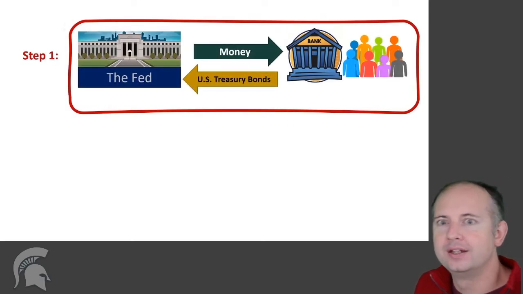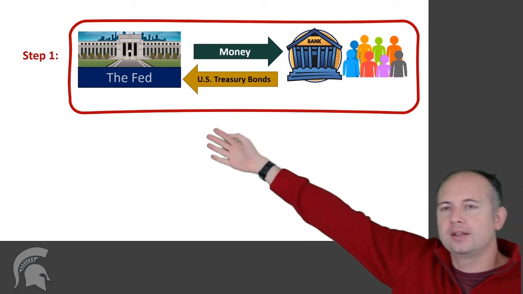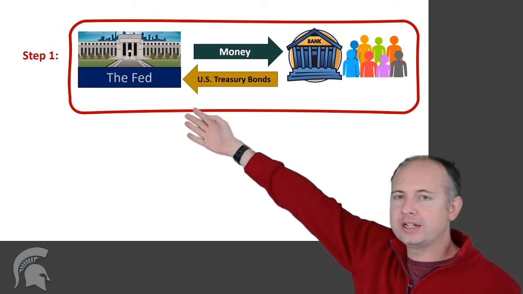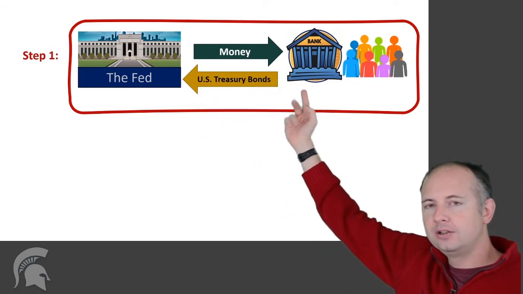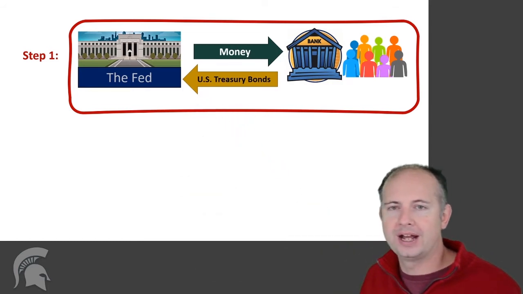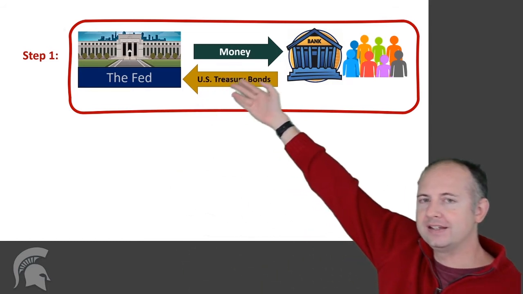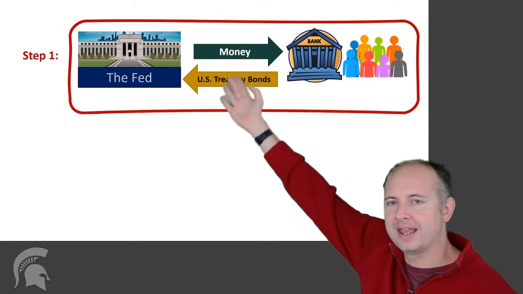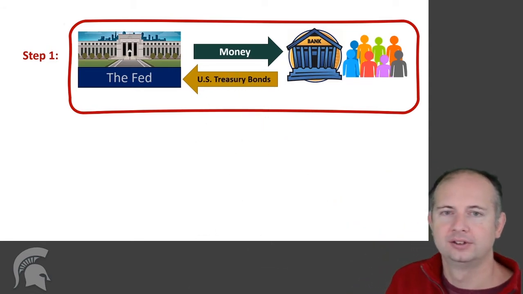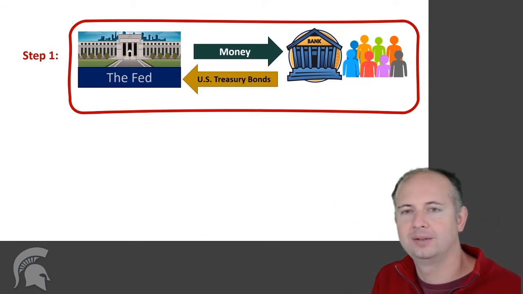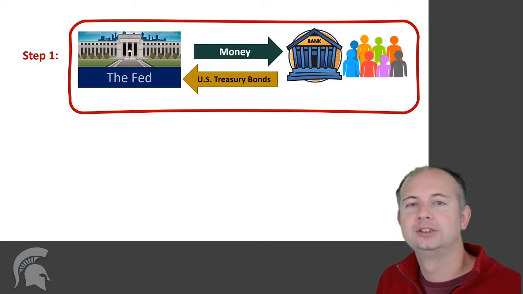So step one, the Fed is going to use money to purchase Treasury bonds. So again, the Fed gives the bank money. In exchange, the bank gives the Fed Treasury bonds, which are issued by the Treasury.